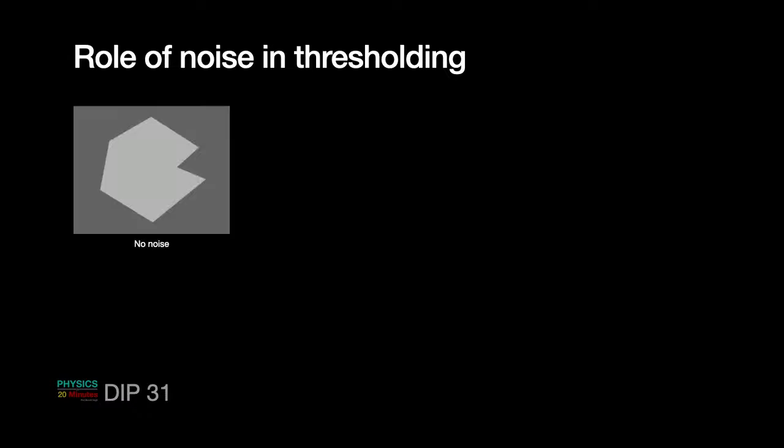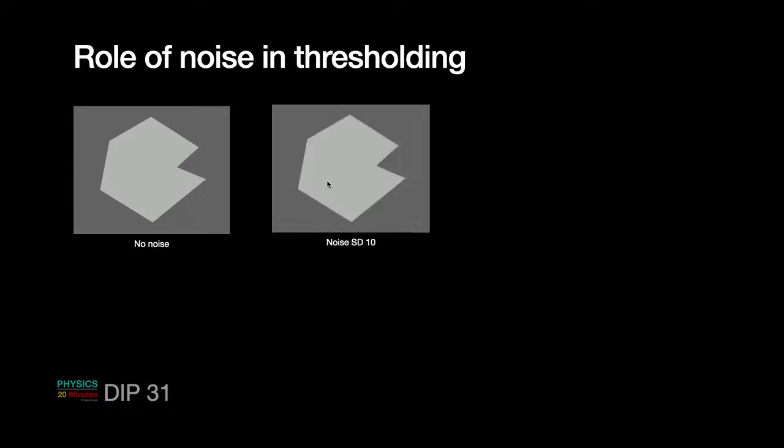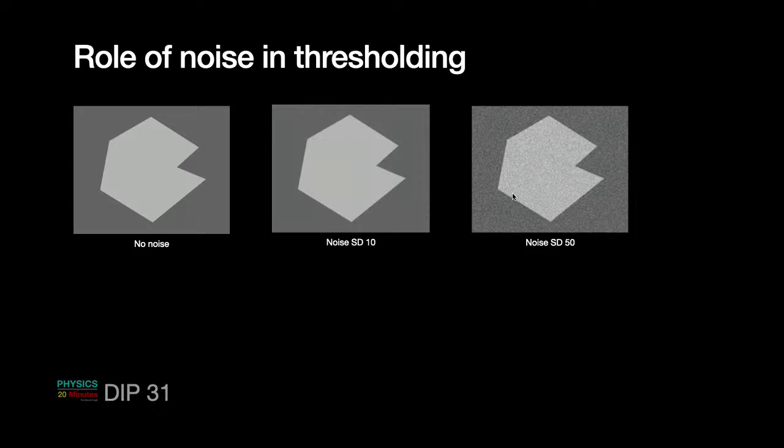So, the role of noise in thresholding. I have this image which does not have any noise. In this, I have mixed in a noise of standard deviation 10, and in this, I have added a noise of standard deviation 50. Now the question is, if I want to threshold, which one will be easy to threshold and which one will be challenging? Obviously this is easy and this is challenging, as we have already talked, but how challenging would it be to threshold in this?